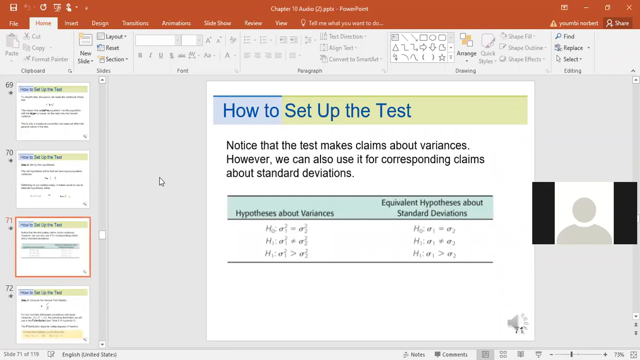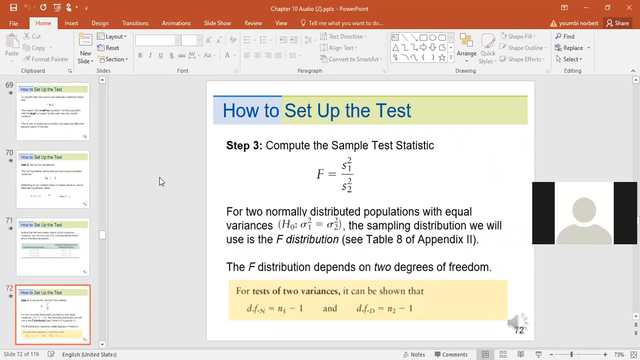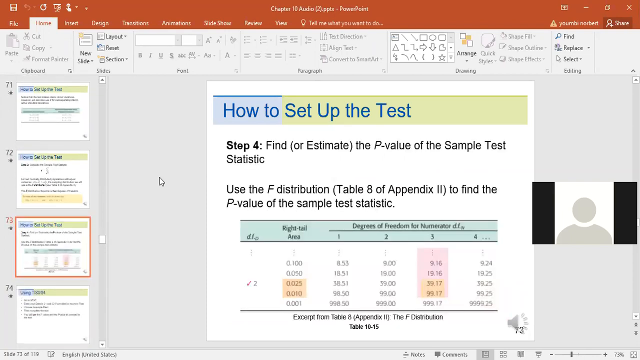essentially, when we are testing for variance, this is what we get. Hypothesis, test value is S1 square divided by S2 square. The degree of freedom of numerator is N1 minus 1, denominator is N2 minus 1. We use the degree of freedom to find the critical values. So to read the F distribution table, you first identify alpha to find the critical values.